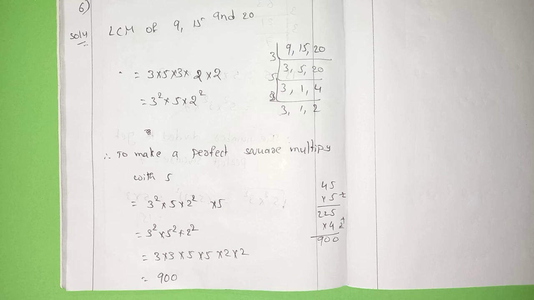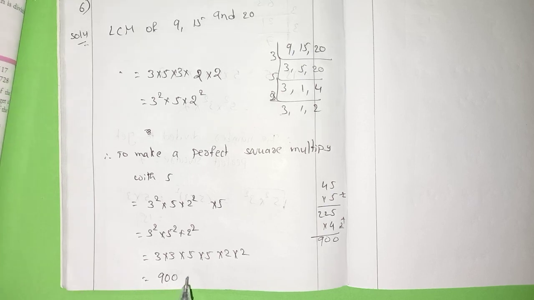the smallest square number which is divisible by 9, 15 and 20. Understand? By this, exercise 3.2 is completed.